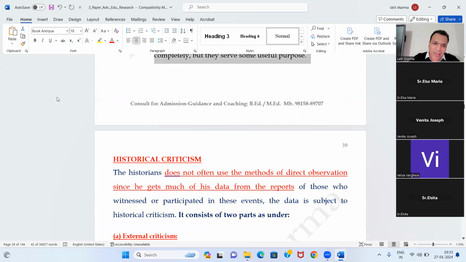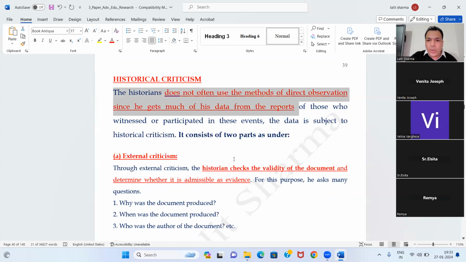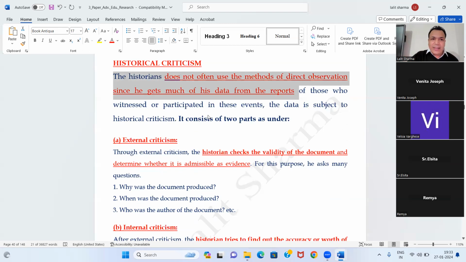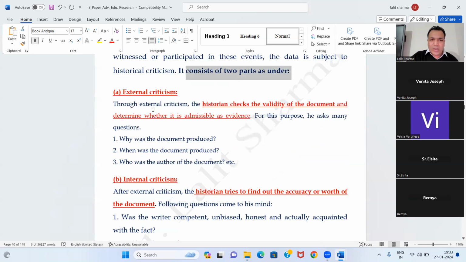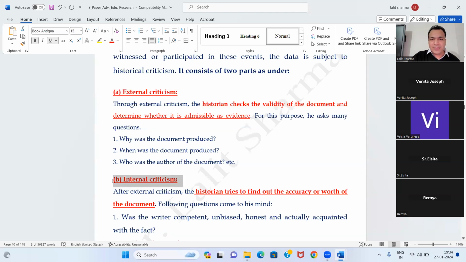Okay, along with this we will also do the criticism of it. There is external criticism and internal criticism. The historian does not often use the method of direct observation since he gets much of his data from the reports, because a historical event 500 years back happened, so he doesn't have any direct observation; based on the report he does the criticism. So it consists of two parts. One is called external criticism, one is called internal criticism.